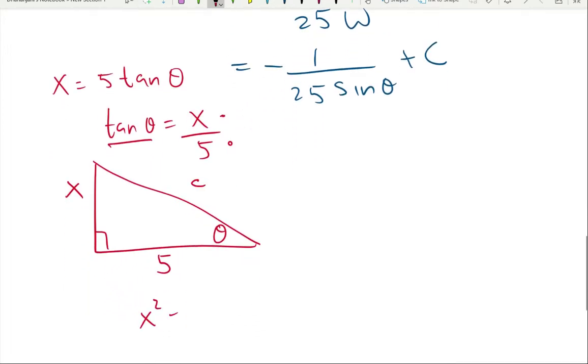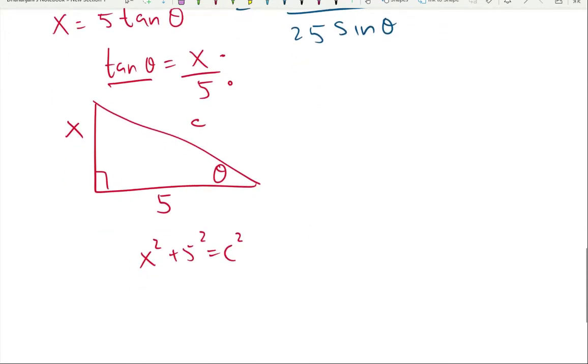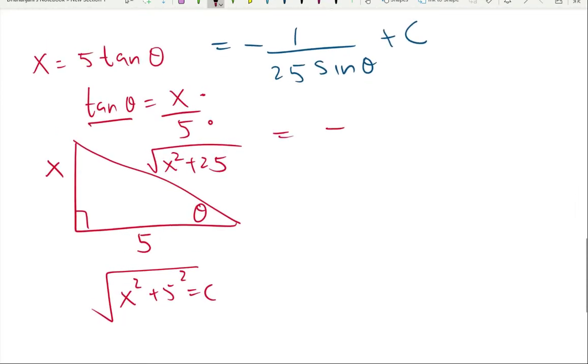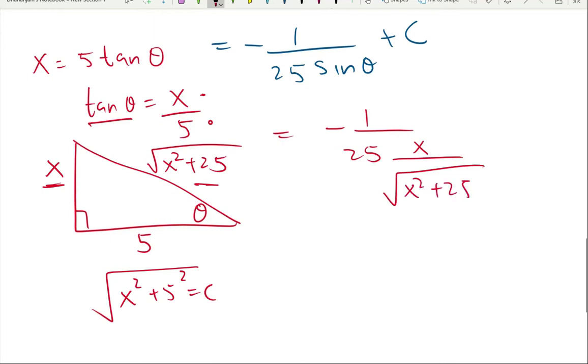So x square plus 5 square is equal to c square. So c is going to be the square root of this, right? So the missing side is actually square root of x square plus 25. 5 square is 25. So we have sine theta here, 1 over 25. Sine theta is opposite over hypotenuse. So this is x over square root of x square plus 25, plus c.